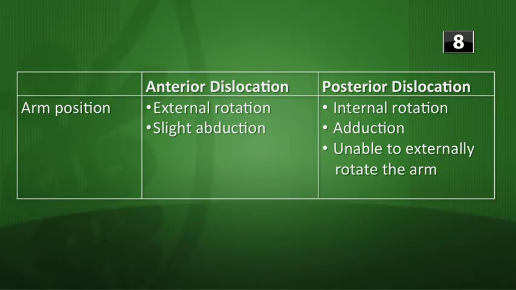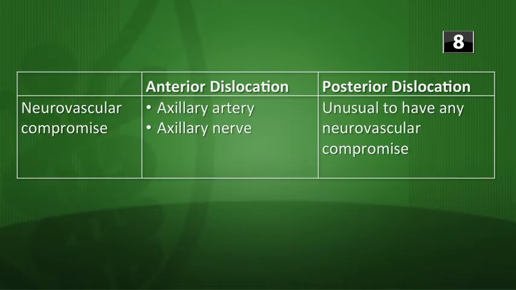Next, how does an anterior shoulder dislocation present differently than a posterior shoulder dislocation? So let's start with the arm position. In an anterior dislocation, there's external rotation and slight abduction. In posterior dislocation, there's internal rotation and adduction. The patient's unable to externally rotate the arm. And then for neurovascular compromise, with anterior dislocation, it's the axillary artery and the axillary nerve that are at risk. With posterior dislocation, it's unusual to have any neurovascular compromise.